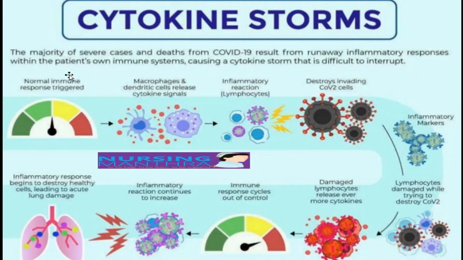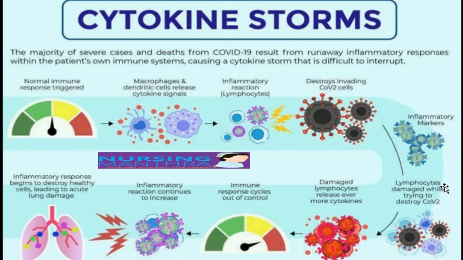Cytokine storm: the majority of severe cases and deaths from COVID-19 result from a runaway inflammatory response within the patient's own immune system, causing a cytokine storm that is difficult to control. In a normal immune response, macrophages and dendritic cells release cytokine signals. So what happens here? An inflammatory reaction, lymphocytes are recruited, and they try to destroy the invading coronavirus cells.